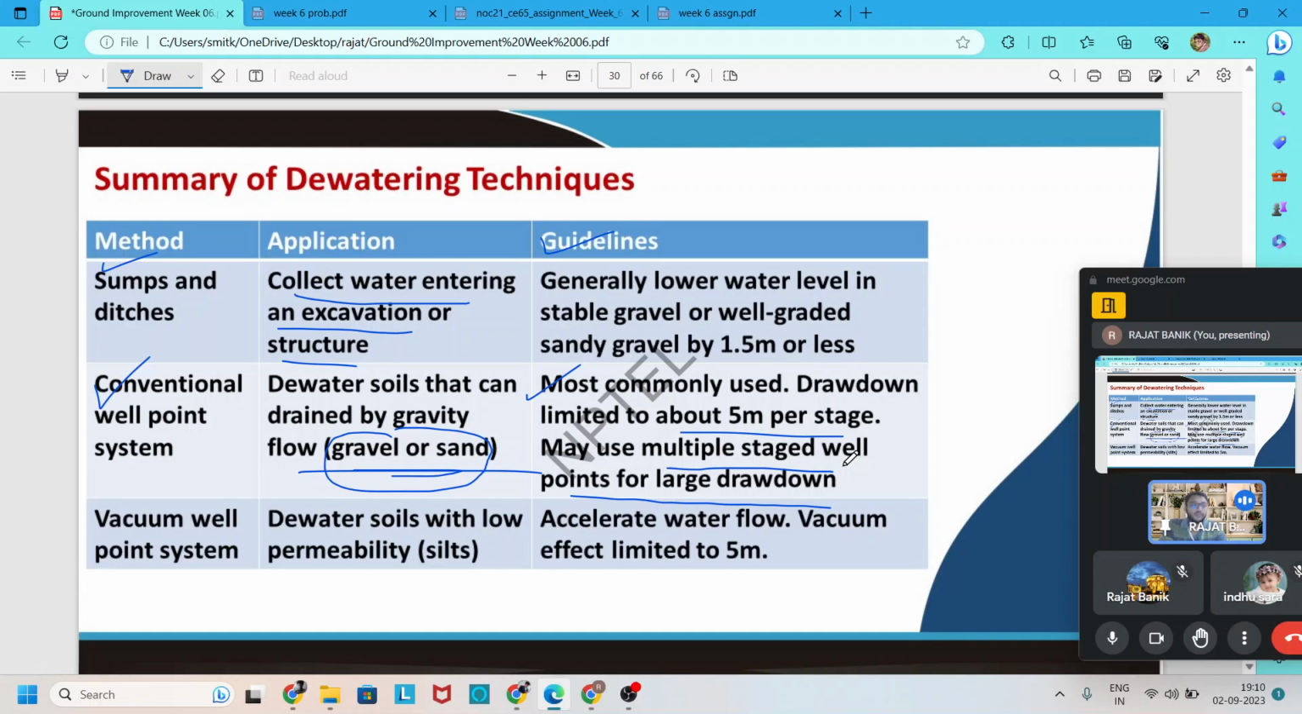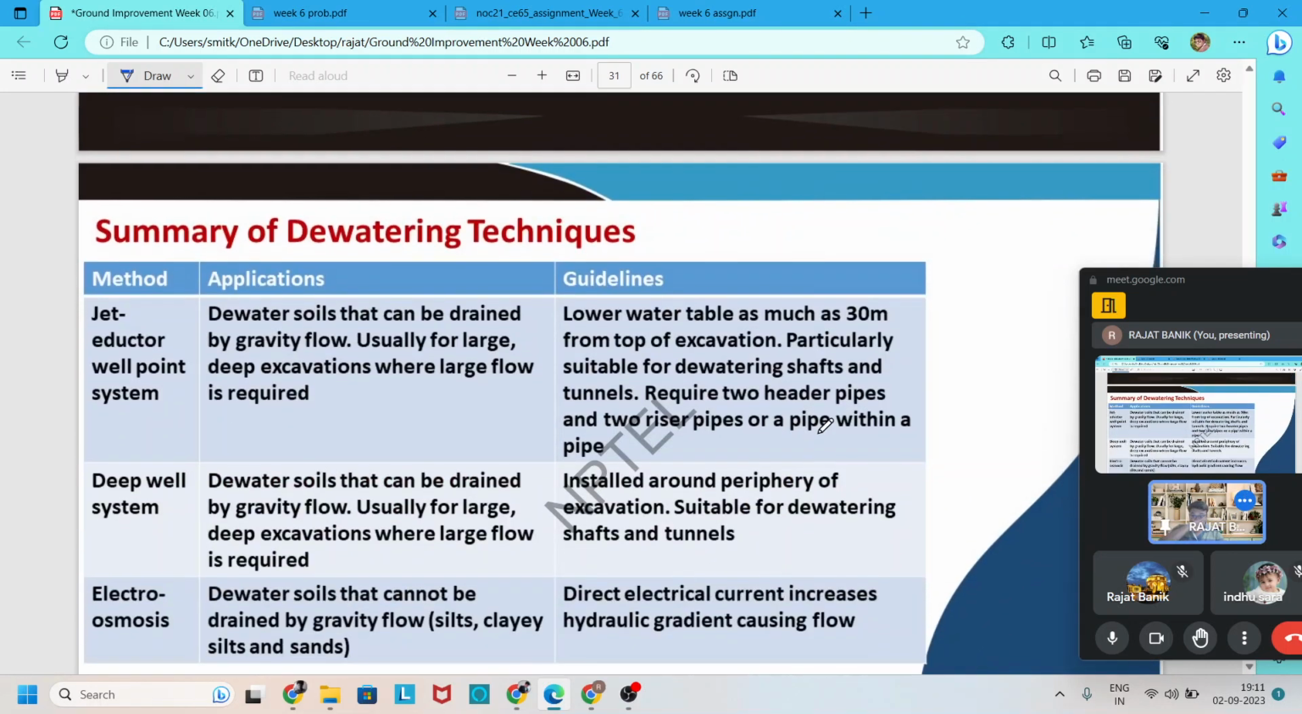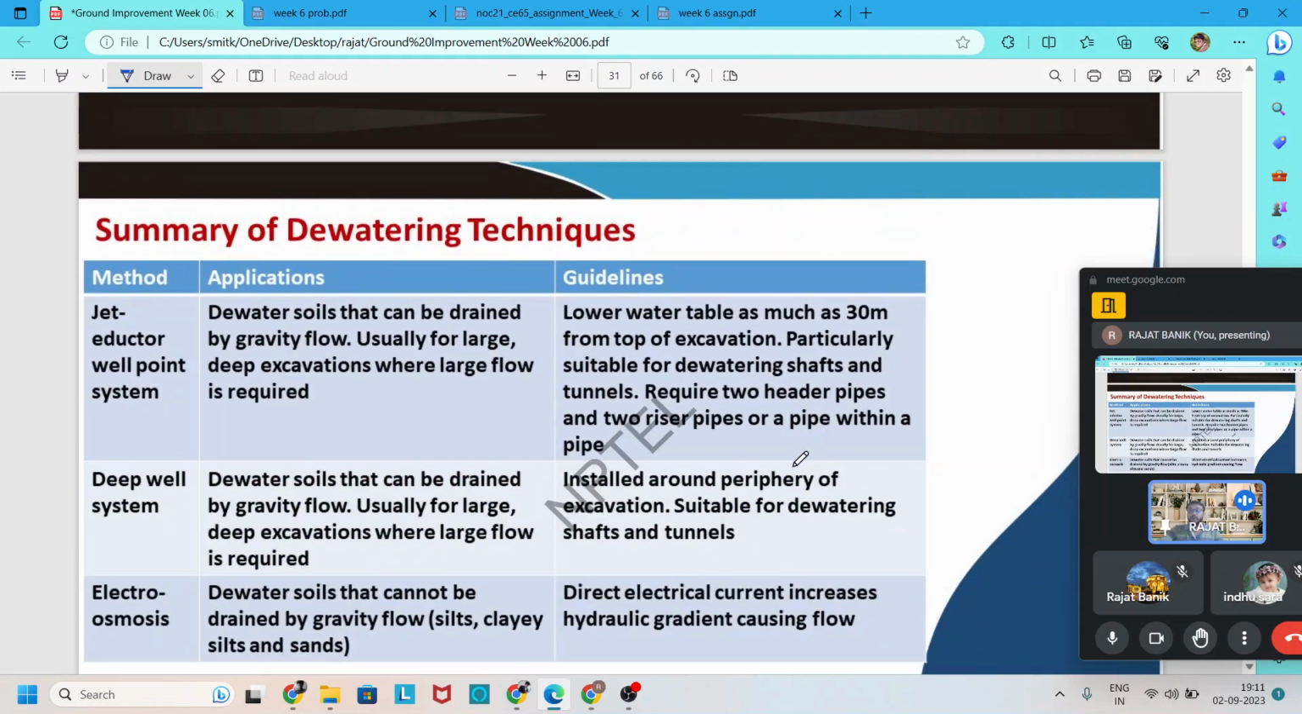We create the vacuum to stabilize the surrounding soil for stable conditions. The water is drawn by the vacuum, pumping the water, and like that we remove the water. So this technique is also used to lower the groundwater table by up to 5 meters. So the next one is the jet eductor well point system.